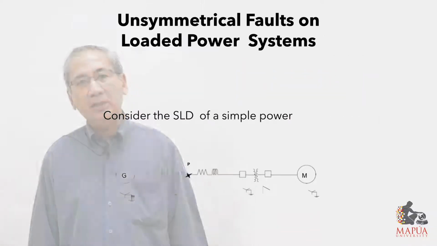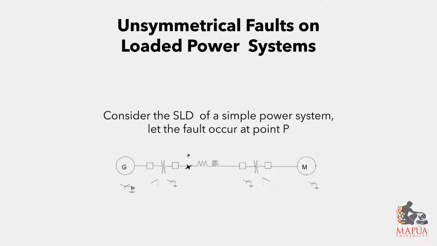Case 3, faults on power systems, loaded condition. Now, let us consider an unsymmetrical fault on a loaded power system. This is the single line diagram as shown in the figure. Let the fault occur at point P as shown in the diagram.